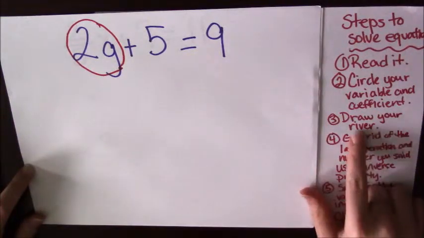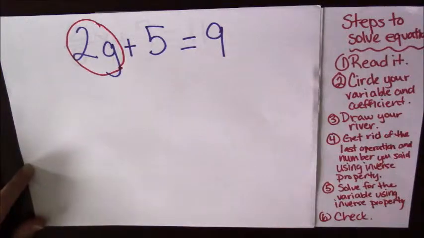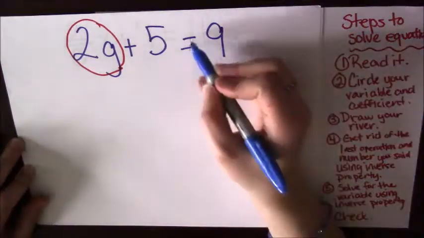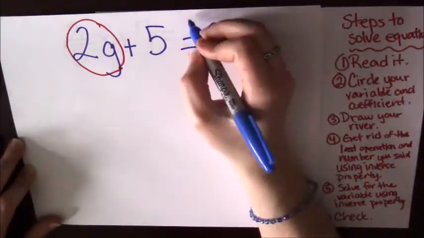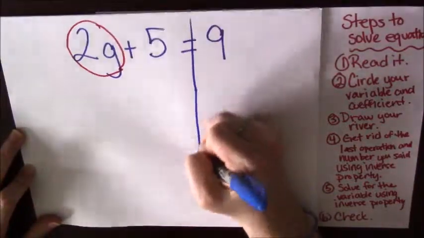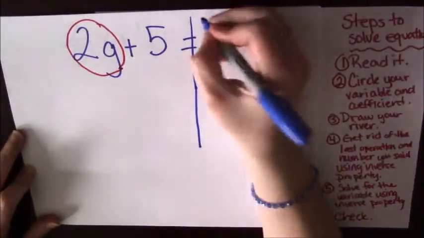And now it says draw my river. You always draw your river where the equal sign is, because that's where I need to keep my equation balanced. So there's my river. This is what we call the river.